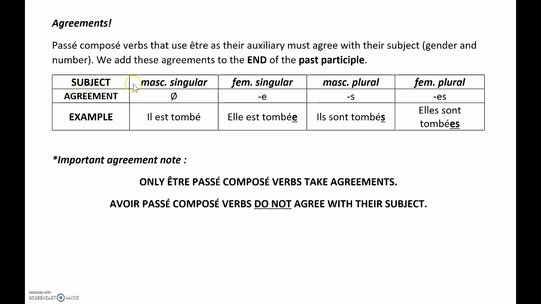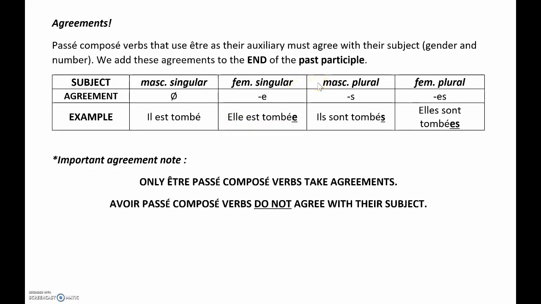If my subject is masculine singular, so if I'm talking about one dude, I'm not going to add any agreement whatsoever. It would just be il est tombé as my example. Okay, as you can see, nothing added on to the end of it because I'm just talking about one guy or one object. If, however, I'm talking about a feminine singular subject, then the agreement I would add is an E onto the end of my past participle. The example, elle est tombée, she fell. And I need to have that E at the end of the past participle there to just make it agree with the fact that I'm talking about one girl.